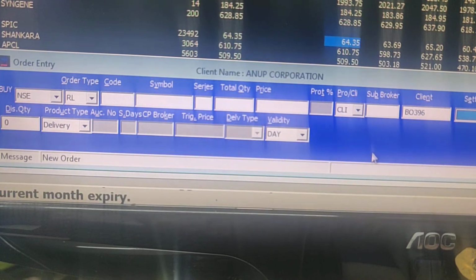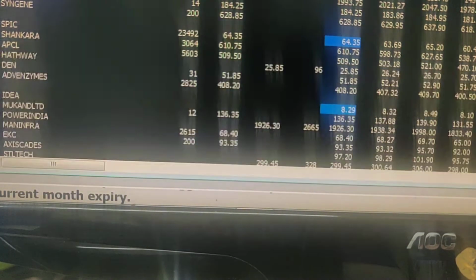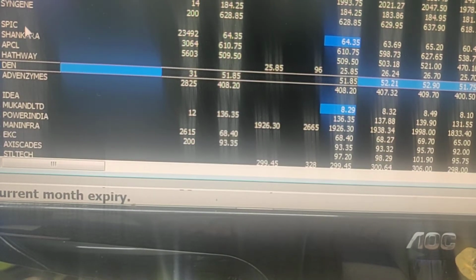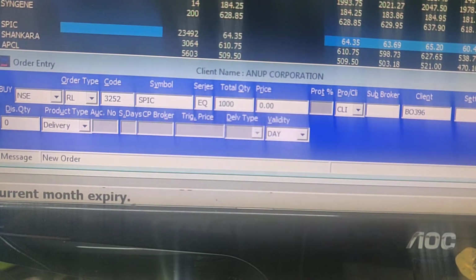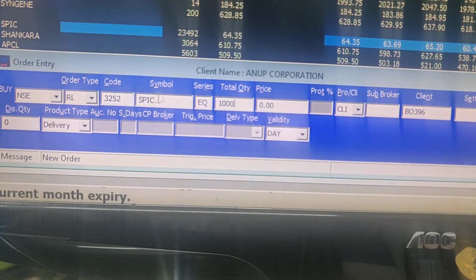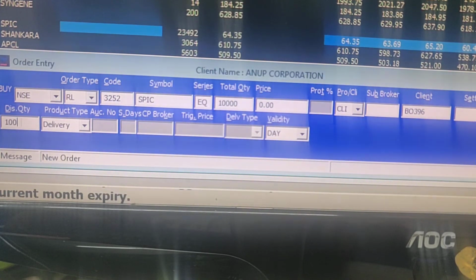Now we see there is one column, this disclose quantity. In the software there is an option if you are putting an order, say for 1000 shares in NSE, then you can put a disclose quantity also. So disclose quantity, minimum 10% you have to disclose. So if there is a big size order, say 10,000 shares somebody is buying, he doesn't want to disclose a big order, then he can put a disclose quantity of 1000. So that is about the feature of disclose quantity.